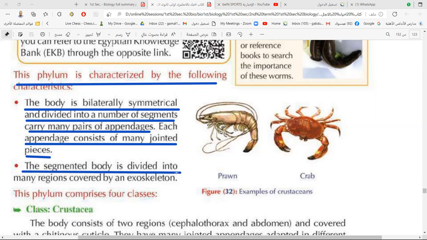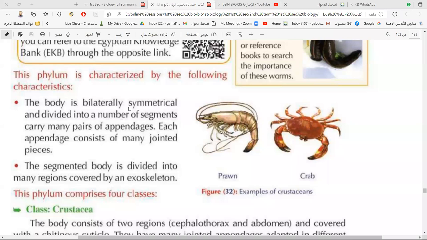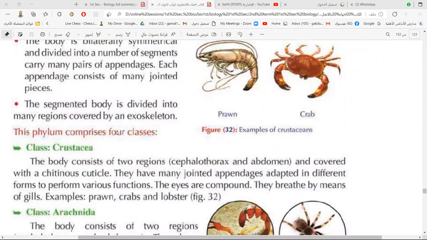The segmented body is divided into many regions covered by an exoskeleton. The body is covered with an exoskeleton. الهيكل هيكل خارجي. The skeleton is outside of the body, and the body from inside is soft. As you see in the crab, the body from outside is very hard, but from inside it is very soft. Also the prawn or the shrimp has an exoskeleton. The crab and prawn are from crustacea.